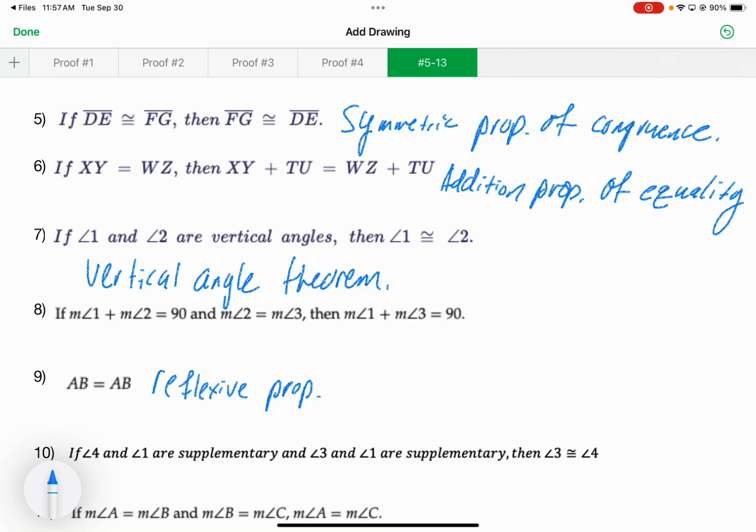All right, if measure of angle 1 plus measure of angle 2 equals 90, and measure of angle 2 equals measure of angle 3, then the measure of angle 1 plus measure of angle 3 equals 90. Somewhat complementary? Nope, you would think so. Definition of congruent? Nope. Transitive? It's just substitution. And it's tricky, right? Because it talks about complementary angles and adding up to equal 90. So it's tempting to say one of those other ones, but it is just substitution property.